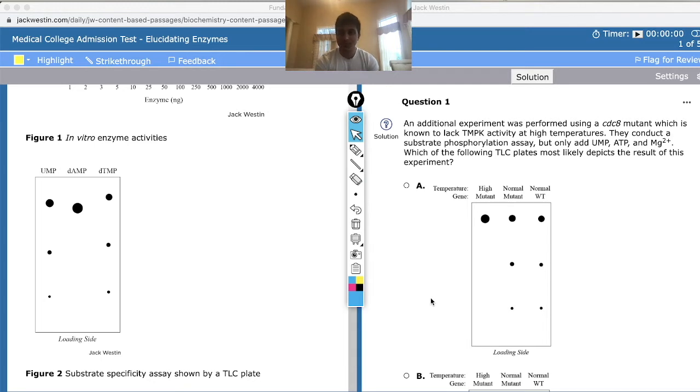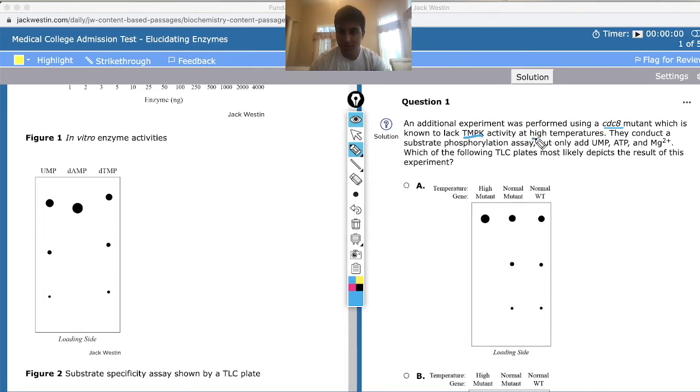It says an additional experiment was performed using a CDC8 mutant, which is known to lack TMPK activity at high temperatures. They conduct a substrate phosphorylation assay, but only add UMP, ATP, and Mg2+. Which of the following TLC plates most likely depicts the result of this experiment? Okay, so we know for a fact that CDC8 is going to have TMPK activity. It's going to make these diphosphates. Remember, diphosphates are the second dot right here. So only at high temperatures is our CDC8 mutant not going to work.